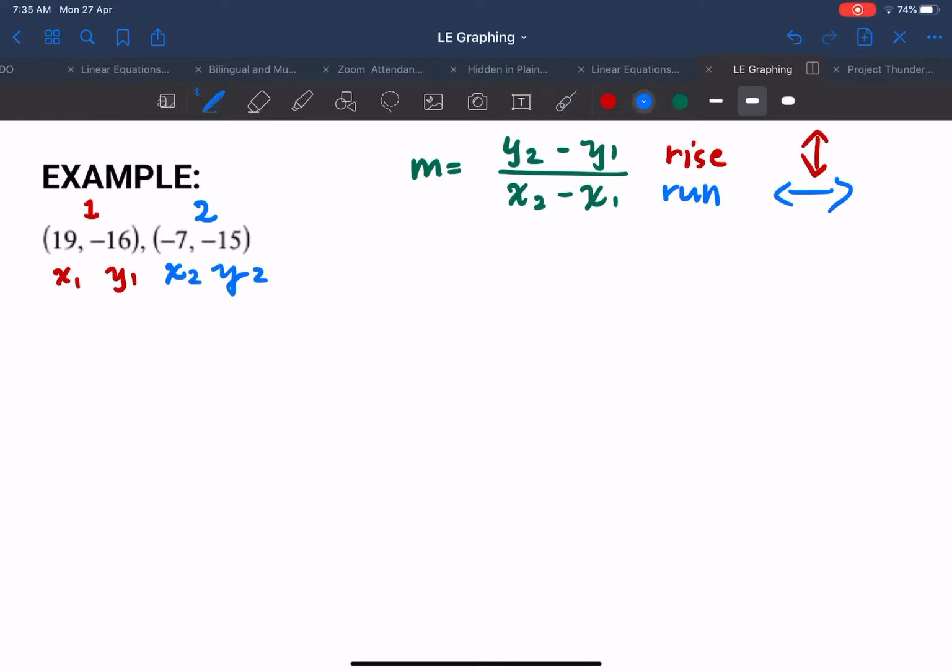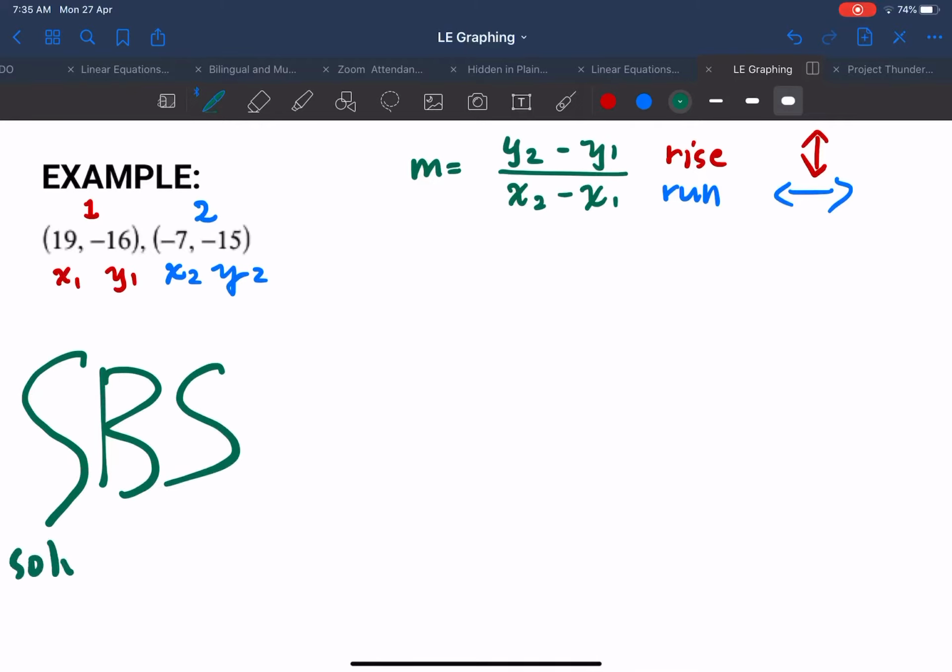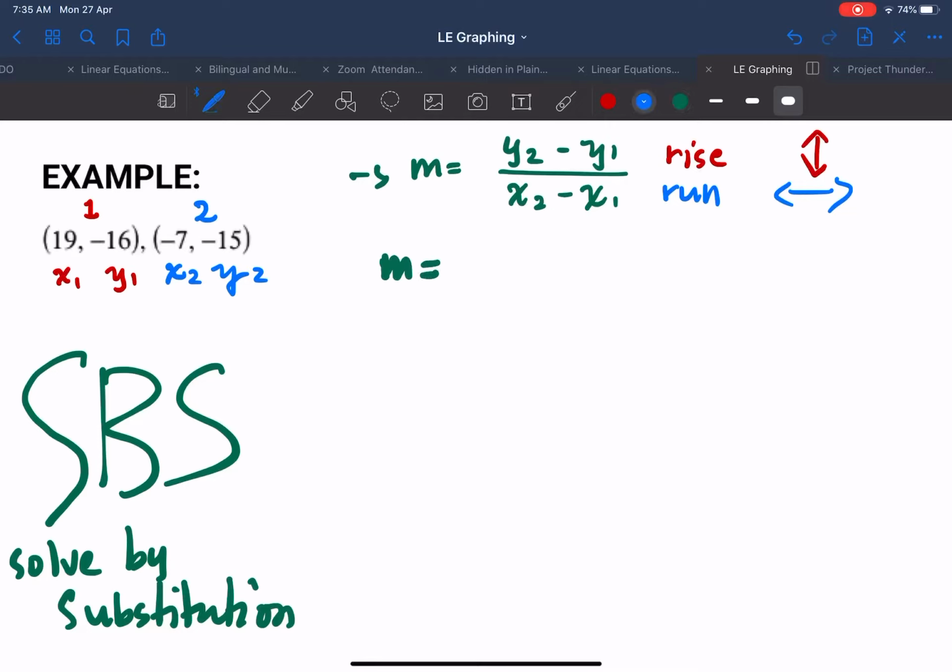So now, what do we need to do? We need to SBS. What is SBS? Solve by substitution. Just in case you forgot, okay? So we have our formula for slope here. And let's substitute. M is equal to, what is y2? Y2 is negative 15, minus, what is y1? Negative 16, okay? Divided by x2. What is x2? x2 is negative 7 minus x1, which is 19.